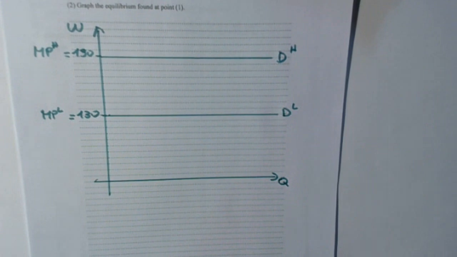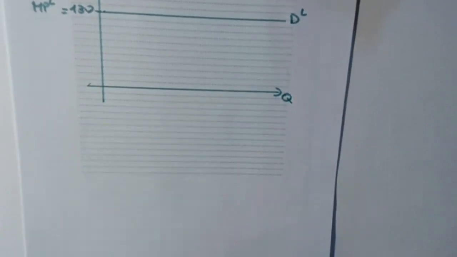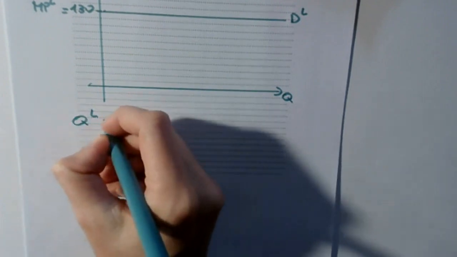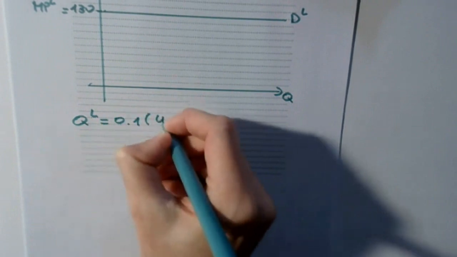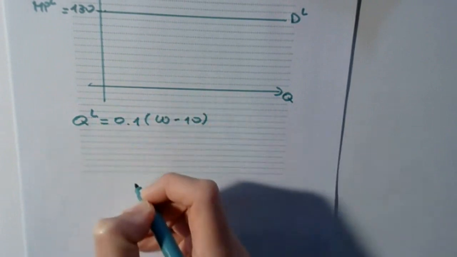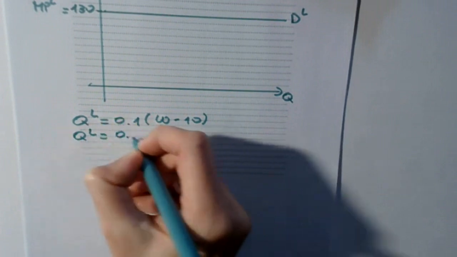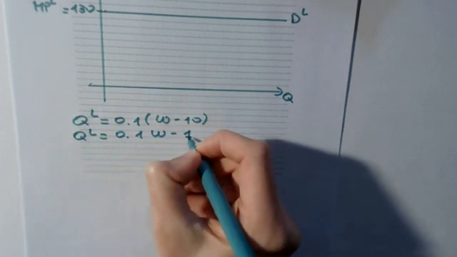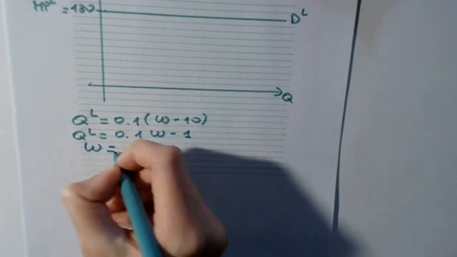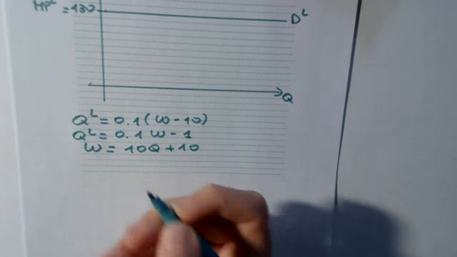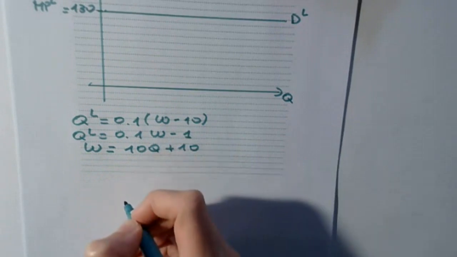Okay, so now we need to represent the supply curves. So let's write them in the inverse form to be able to represent them correctly. So let's start from the supply of L workers. We know it is 0.1 times W minus 10. So rearranging it a bit, we have Q equals 0.1 W minus 1. So we get that W is equal to 10Q plus 10. Okay, just computing the wage.